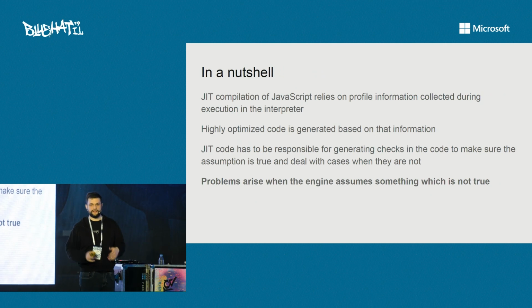So to summarize, for JIT compilation of JavaScript, you rely on profile information that you collect while you're running in the interpreter. The optimized code is generated based on that information, and the key takeaway is that your JIT code has to be responsible for checking that the assumptions you're going to make actually hold true, otherwise you will have bad surprises. Problems, whether security issues or just random crashes, will arise when the engine assumes something that is not true. And that's the whole game as security researchers looking for bugs in those JIT engines.